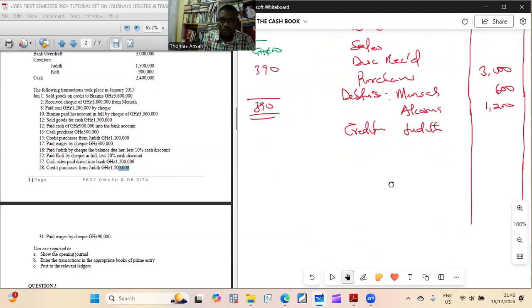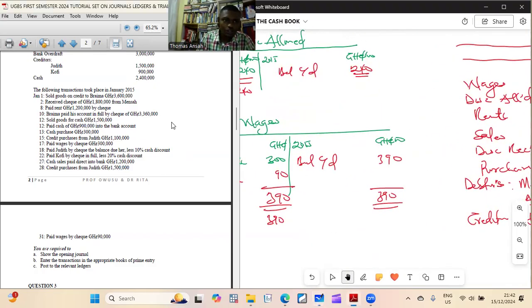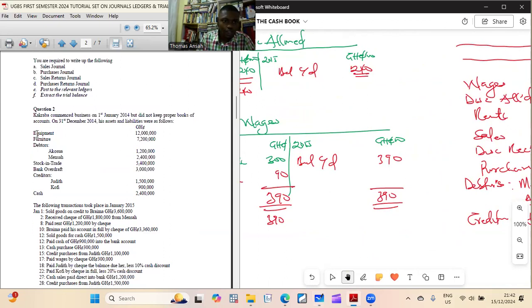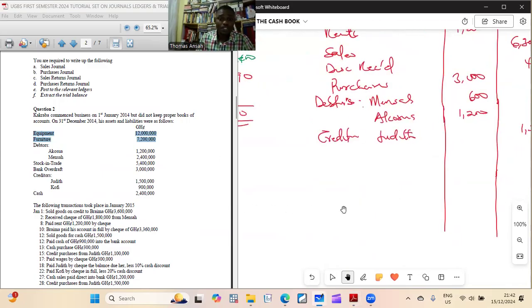Okay. So what else is left? Because if you check this account, we have utilized these balances. Don't forget, at the end of the day, the asset account will still be there. So you need to open equipment account, furniture account. All right, we've done for the debtors. So if you open equipment account and furniture account, their opening balances will still be there. And at the end of the year 2015, they are still there.